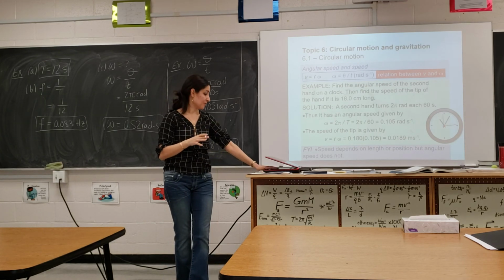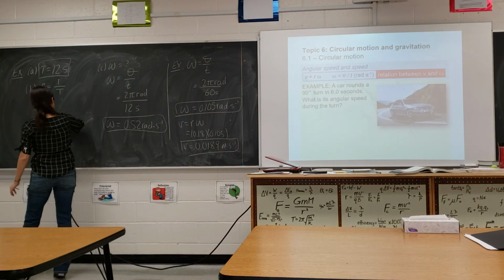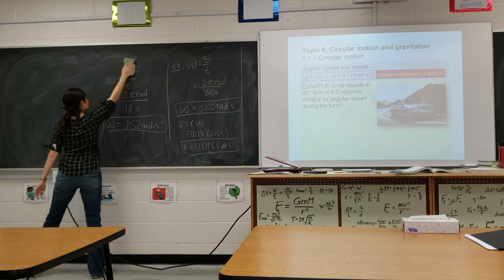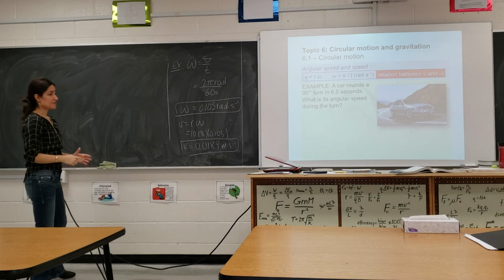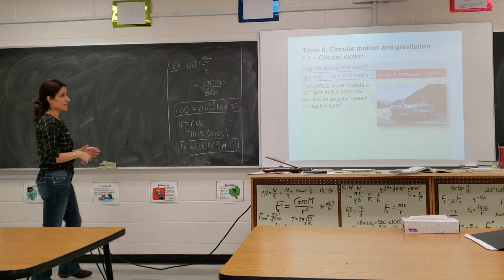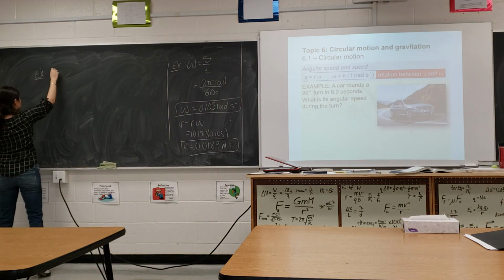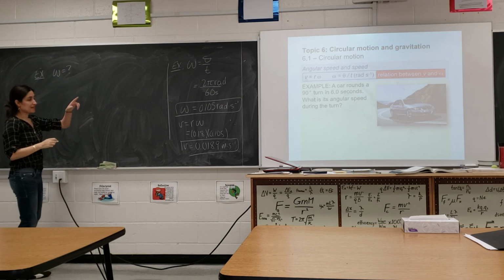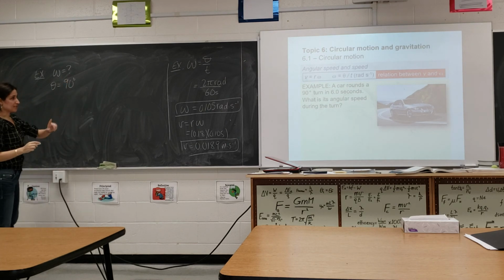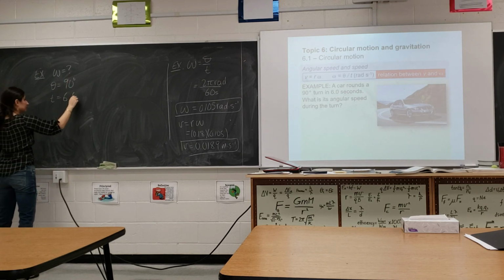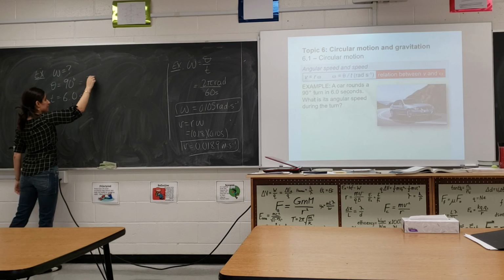The last slide we're going to do now. An example. All right, a car rounds a 90-degree turn in 6 seconds. What is its angular speed during the turn? All right, so we're looking for omega. We know it's a 90-degree turn, and we know it takes that turn in 6 seconds. We have to convert the angle to radians. Okay, so 90 degrees, that's pi over 2 radians.